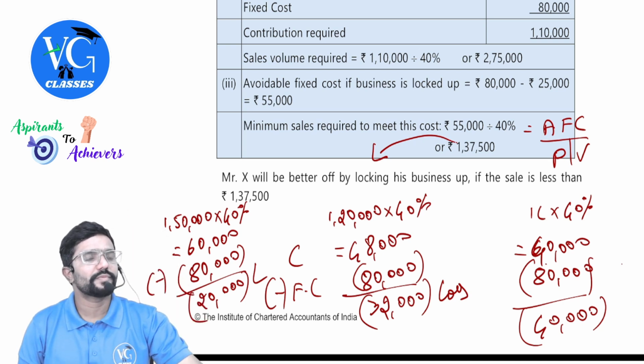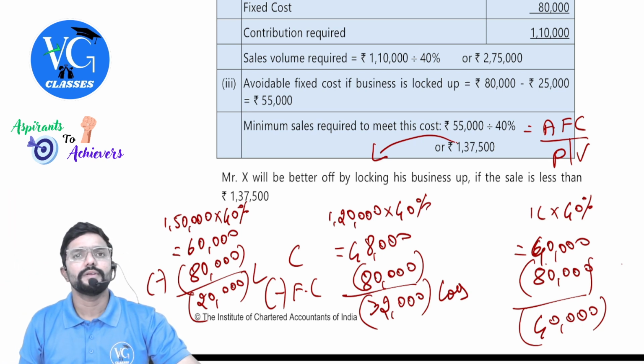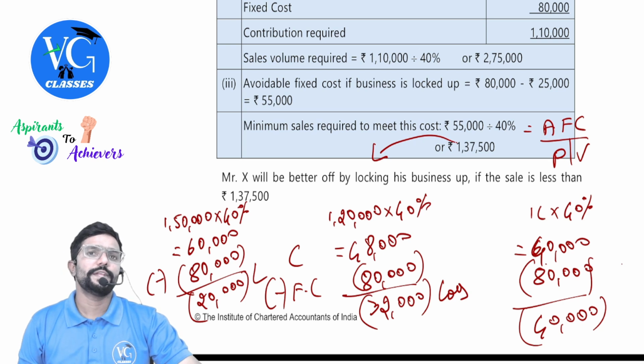Point wise. First point. If the sales are less than the above, the above meaning whatever you would have calculated, then better to discontinue the operation for a temporary period in order to reduce the losses.